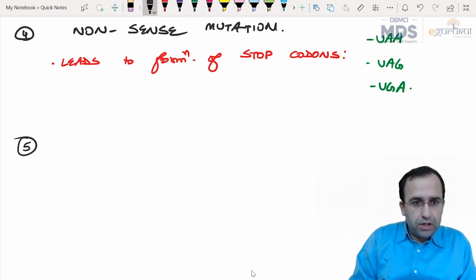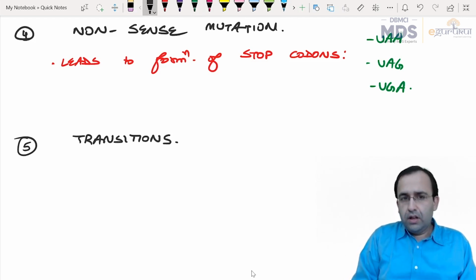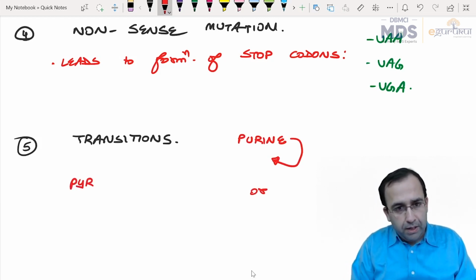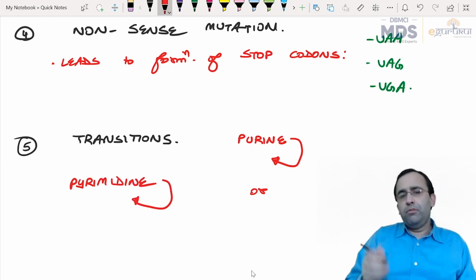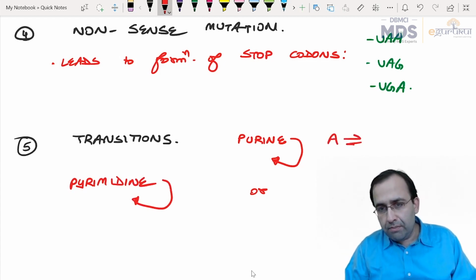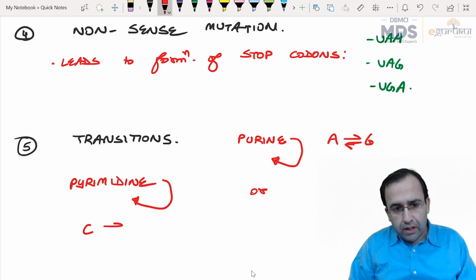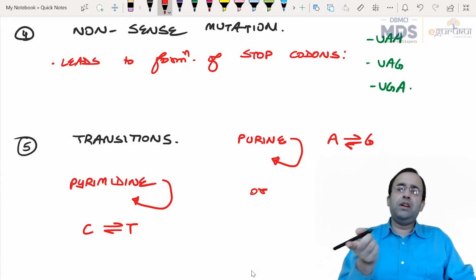The next point mutation is transition. Transition means a purine being replaced by a purine, or pyrimidine being replaced by a pyrimidine. Purine कौन से थे? AG. So if A is replaced by G or vice versa, that is transition. Pyrimidine क्या थे? CT. Uracil तो RNA में आता है, DNA में तो CT, so C being replaced by T or vice versa.